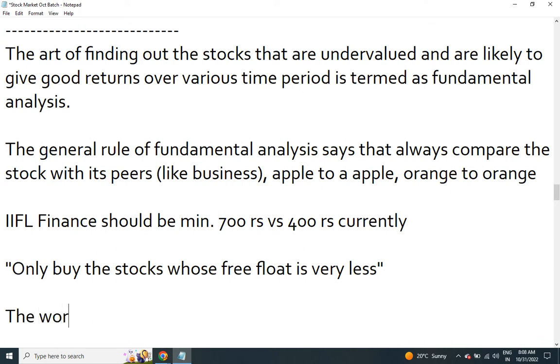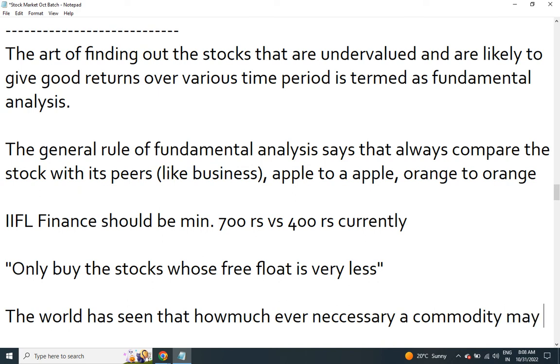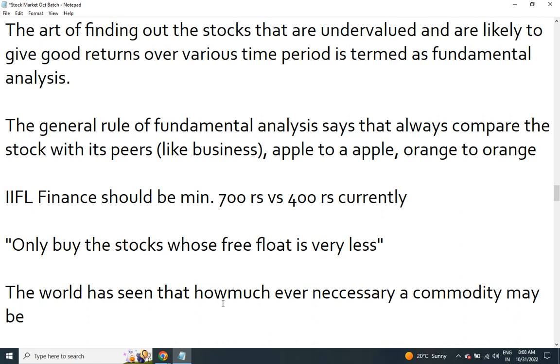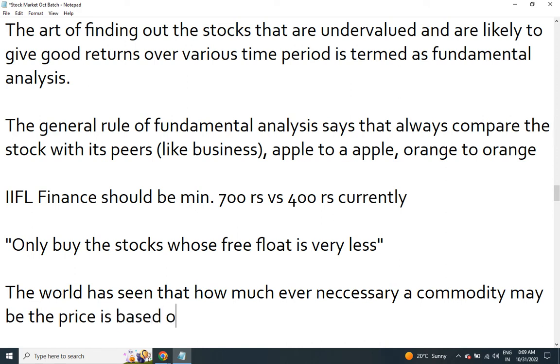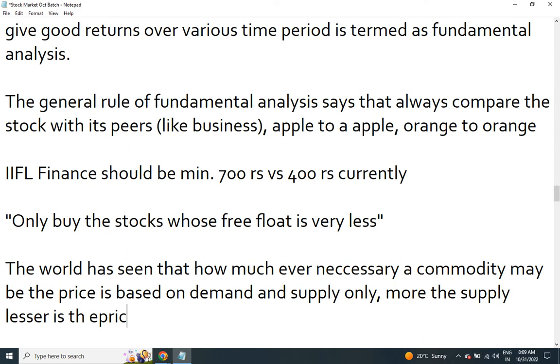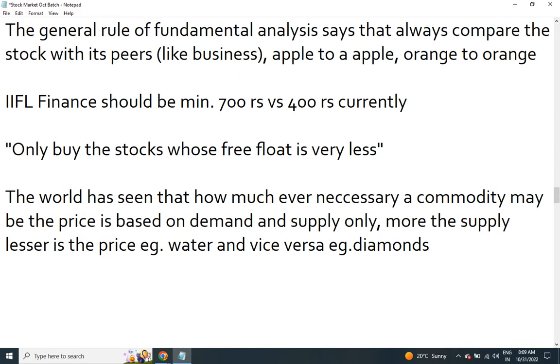The world has seen how much ever valuable, how much ever... Quickly note down, very very important point for you to understand the logic behind choosing a stock.